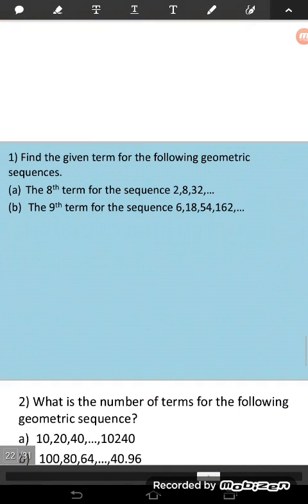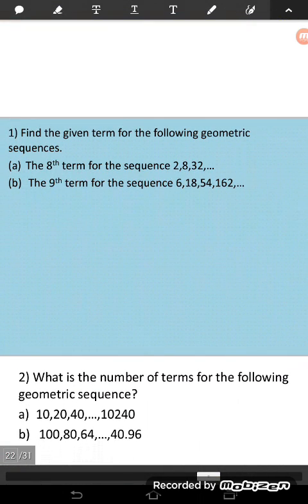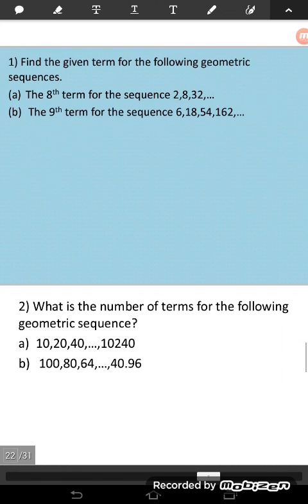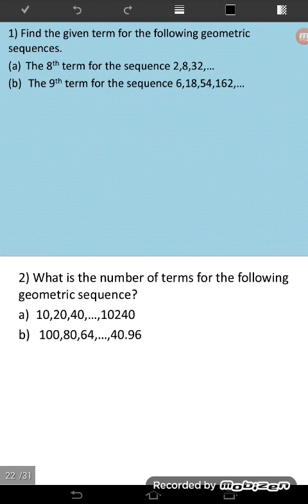Okay, ada contoh ni. So find the given term for the following geometric sequence. So A, find the 8th term. Find T8. For the sequence 2, 8, 32. Okay. So to find T8, first you need to find first term A. So A is 2. And here already given it is geometric sequence. So you need to find R. So R is 8 divided by 2, which is equal to 4.